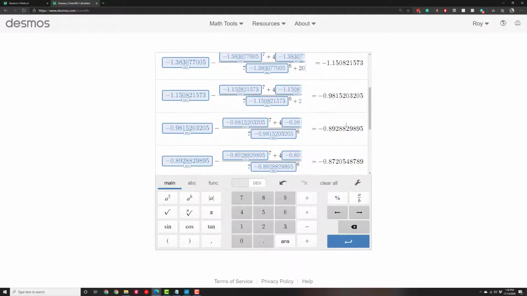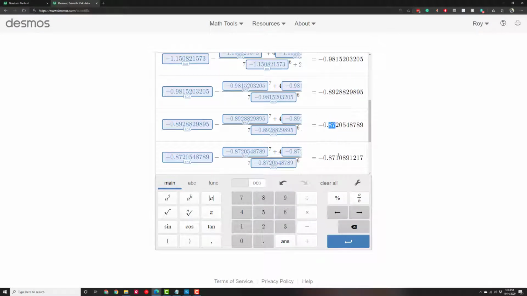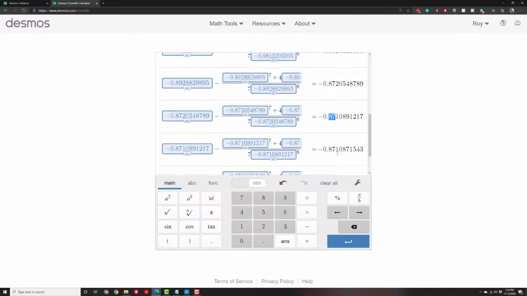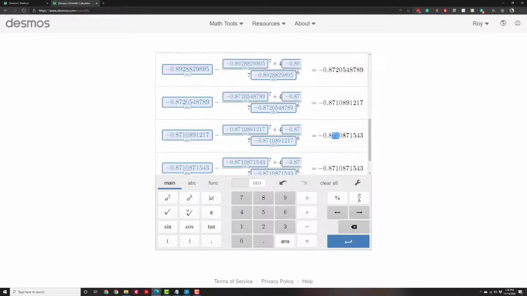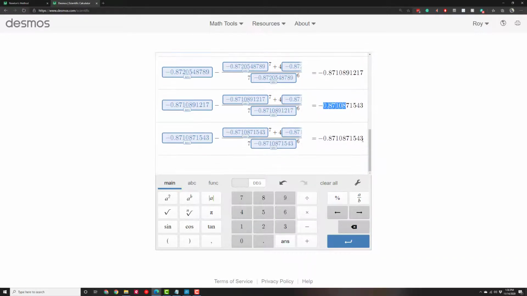And we start locking in digits. 8 gets locked in. And then 8 and 7 get locked in. And then 8, 7, 1, 0, 8 get locked in. Actually, yeah, all of the digits that you see get locked in. So they get locked in pretty quickly. 10 iterations, basically 10 button presses. And that's how you would do it in a calculator.